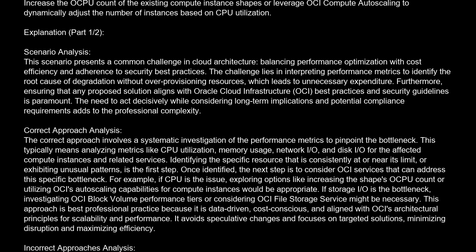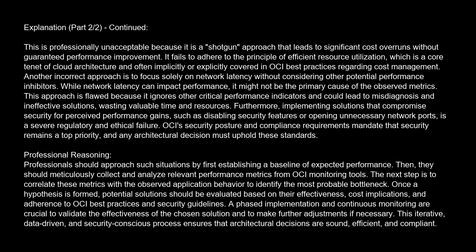Incorrect approaches analysis. A common incorrect approach is to immediately and broadly increase the size of all compute instances without a clear understanding of the specific performance bottleneck. This is professionally unacceptable because it is a shotgun approach that leads to significant cost overruns without guaranteed performance improvement. It fails to adhere to the principle of efficient resource utilization, which is a core tenet of cloud architecture, and often implicitly or explicitly covered in OCI best practices regarding cost management.